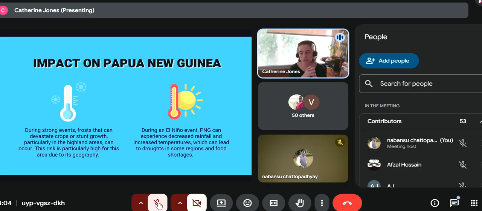Now, why did we look at Papua New Guinea? The ENSO or El Nino has a particularly strong correlation with the climate in Papua New Guinea alongside the Indian Ocean dipole, of course, and it leads to 2 very polarizing impacts. The first being during really strong events, we can see frosts right up in the highland areas that can devastate crops and stunt growth, and this is mainly due to that kind of high altitude that is on offer in Papua New Guinea. Then on the other side of the fence is drought.